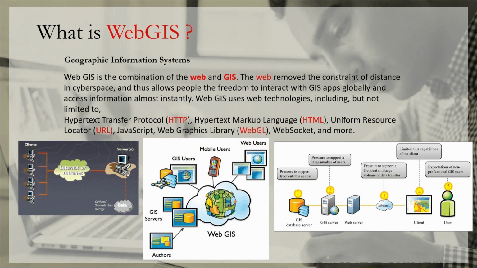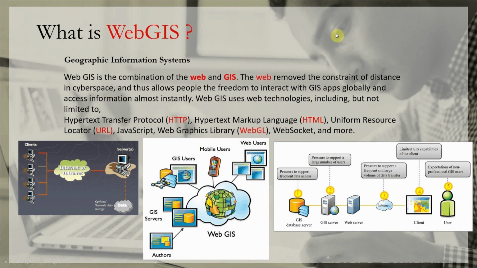What is WebGIS? Here we go. In the word WebGIS, we can separate it as web and GIS. WebGIS is the combination of the web and GIS. So when we say WebGIS, we get an idea that it is related to some website, web server, internet, cloud. These kinds of things come to our mind.